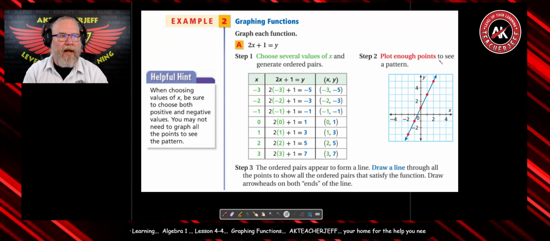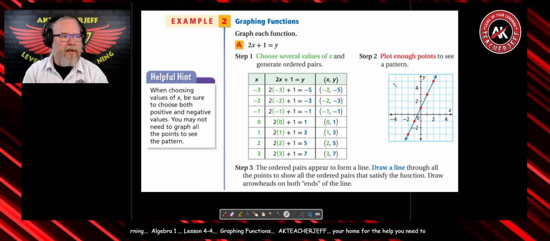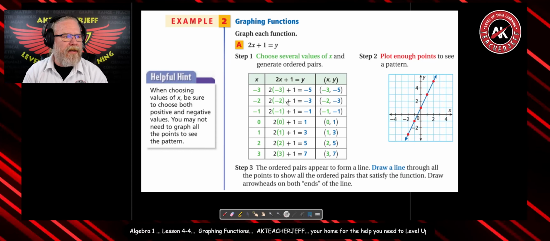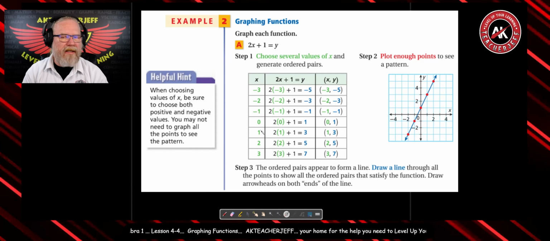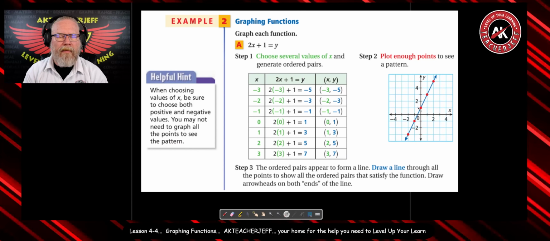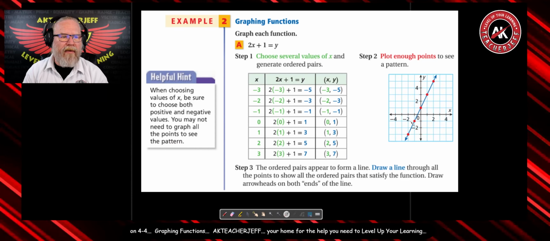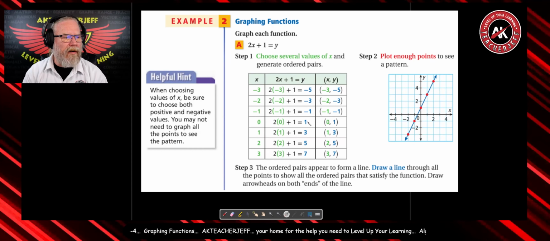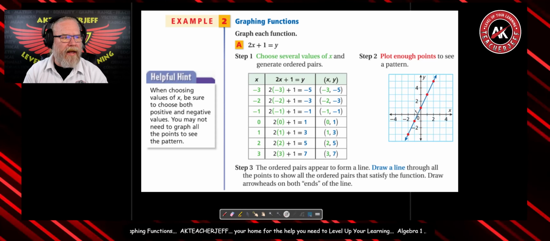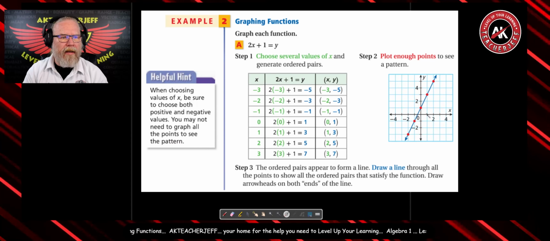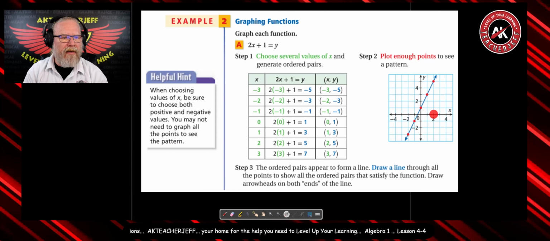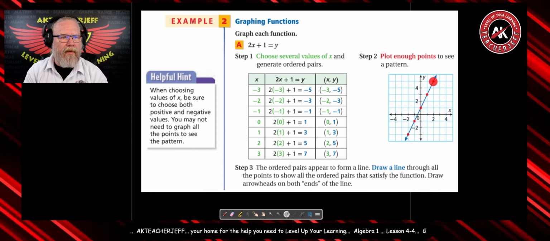So step 2 is to plot enough points to see a pattern. Notice that we've got 1, 2, 3, 4, 5 points. And it looks like we've got about 7 different rows here. We calculated 7 different inputs, but only 5 points. So if we start from the middle at 0, we'd have 0, 1. There's 0, there's y value of 1. We plot that. What about 1, 3? Yep, that's here. 1, 3. That point there. What about 2, 5? We see that point there.